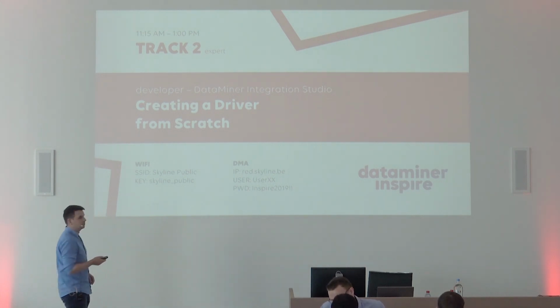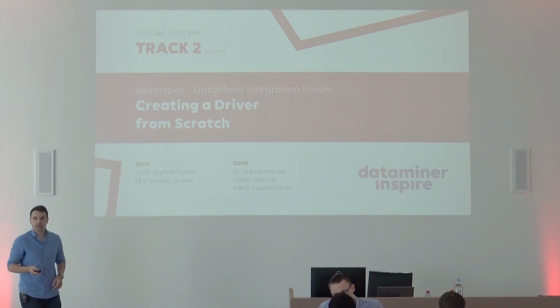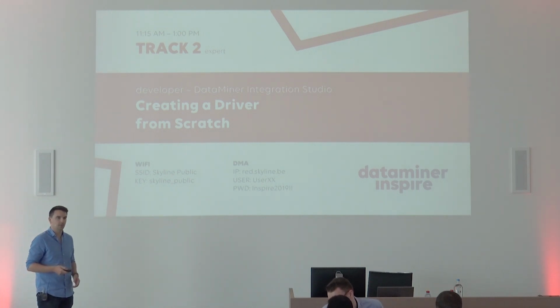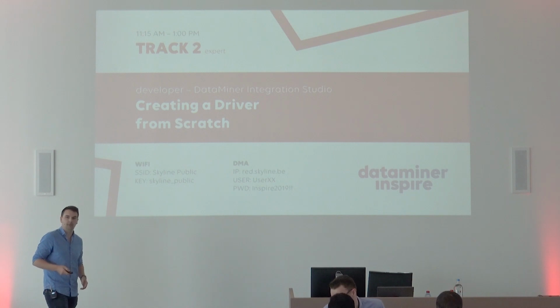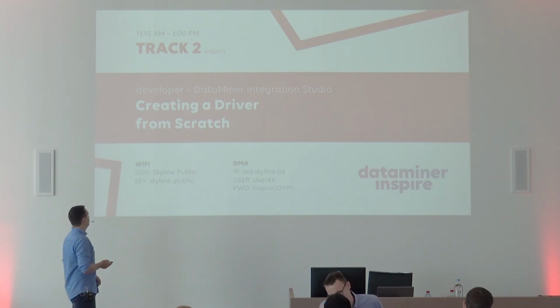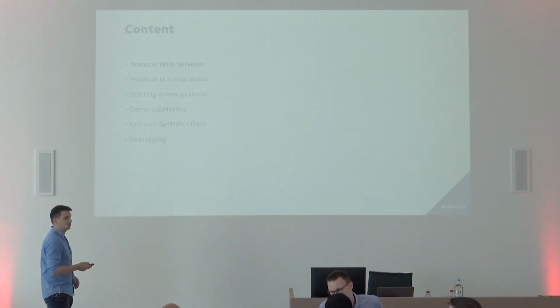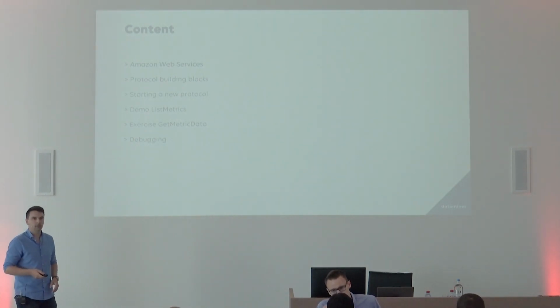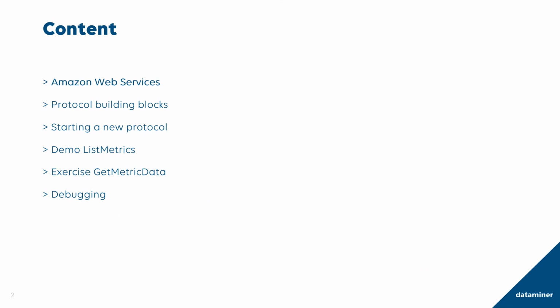So the first session was more about all DIS features, and this second session will be more about creating a protocol from scratch, and more specifically a REST API that we will implement, or at least part of it. So what will be discussed or introduced in this session? First of all, we'll have a quick look at the API that we are going to implement. It will be a very small part of that API because we are going to implement part of the Amazon Web Services API, which is quite huge, of course.